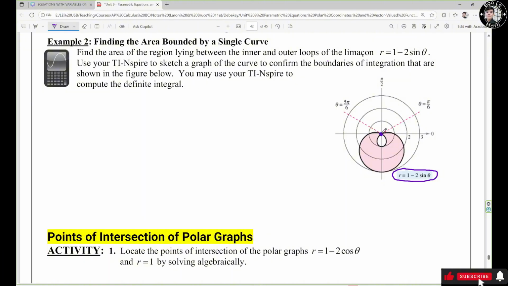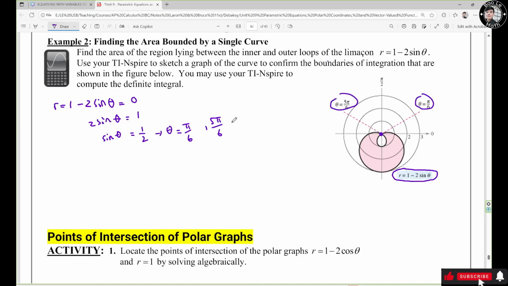Suppose the point is at the origin, we have radius equals 1 minus 2 sine theta. When the point is right at the origin, the radius equals 0. So we have 2 sine theta equals 1, so sine theta equals 1/2. So theta equals pi over 6 and 5 pi over 6, which is this one and this one. So this one is for the inner loop.